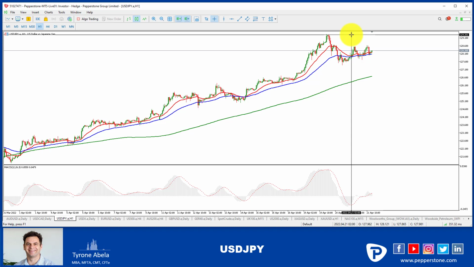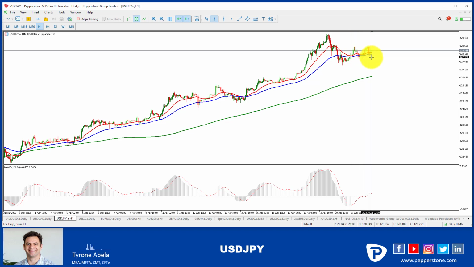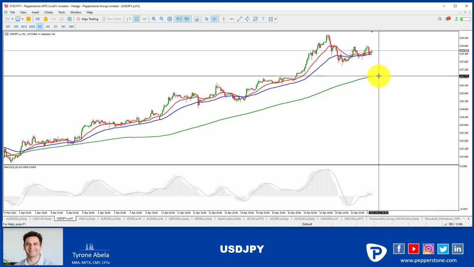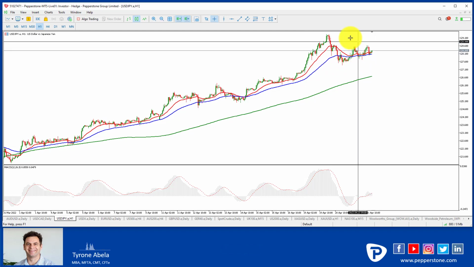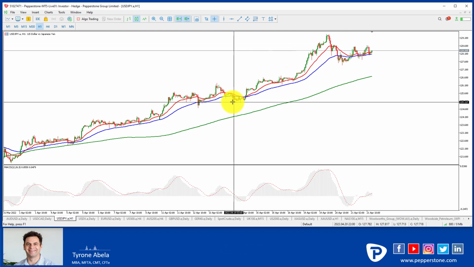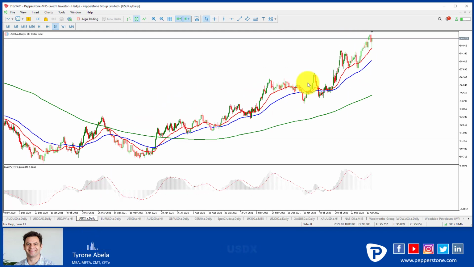And a short past the neckline on the 1 hour, and I would be targeting down to the 200 moving average on the 1 hour, which is around this 126.80 level. So not bad trading at all on the yen, and you can play it both sides pretty much with not too much bias. All right, well, go have a look at the dollar index now.